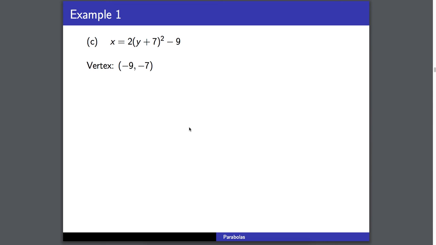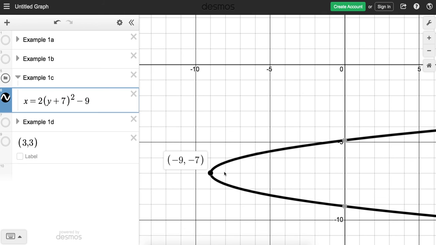So finding our focus point, we have 1 over 4p equals 2. In this case, a is 2. So multiply both sides by 4p, we get 1 equals 8p, so p is 1/8, so much like in example 1a. Now, because my parabola is opening to the right, I want to take that value of 1/8 and add it to the x-coordinate.